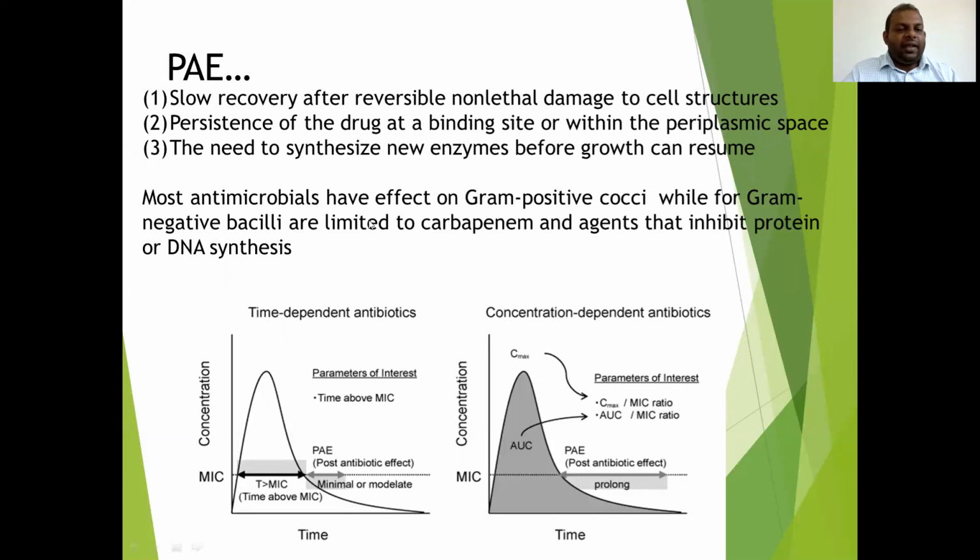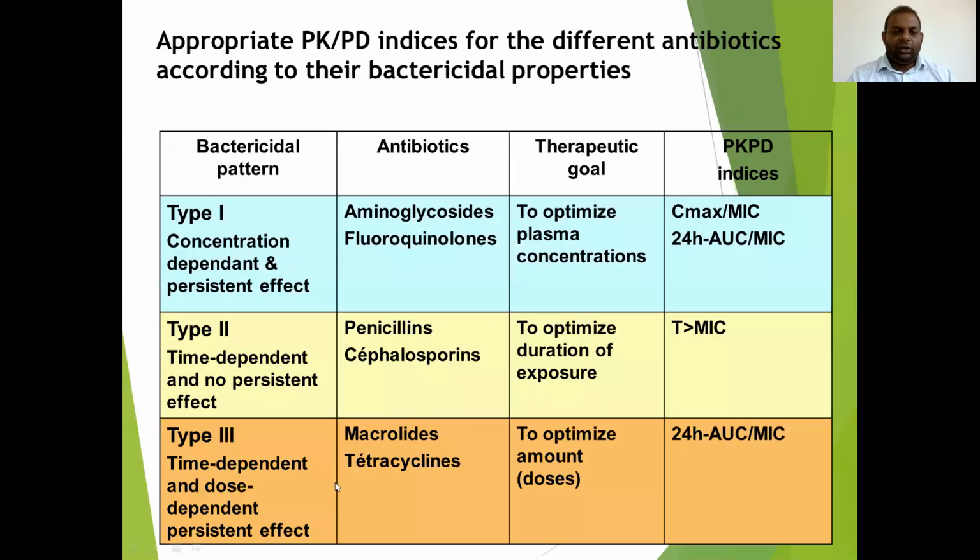Usually most antimicrobials have a post-antibiotic effect on gram-positive cocci, while for gram-negatives there are carbapenems, cell wall inhibitors, protein synthesis and DNA synthesis inhibitors like ciprofloxacin, and protein synthesis inhibitors like aminoglycosides and chloramphenicol. So you can see, usually concentration-dependent antibiotics have a prolonged post-antibiotic effect, while for time-dependent antibiotics the post-antibiotic effect is low, minimal. Again, based on the bactericidal pattern, there are type 1, type 2, type 3. Type 1 is concentration dependent with a persistent effect, so it possesses both.